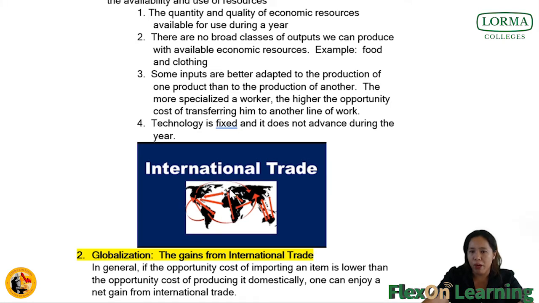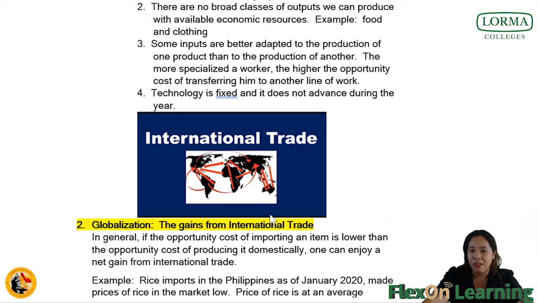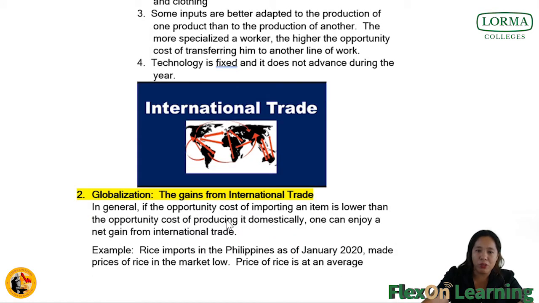You can even barter your products with others in the international arena or in any part of the country without leaving your place. The term we're going to use is globalization. So, the gains from international trade.